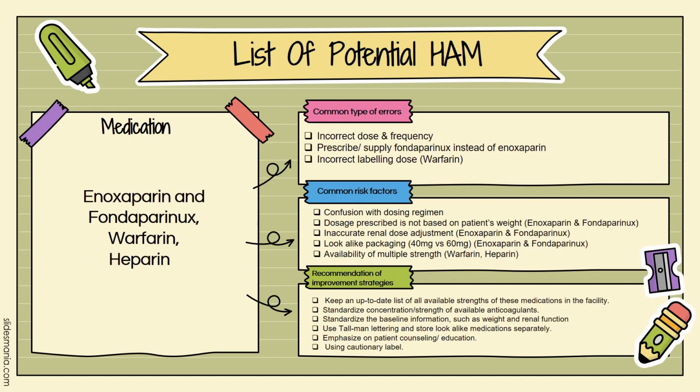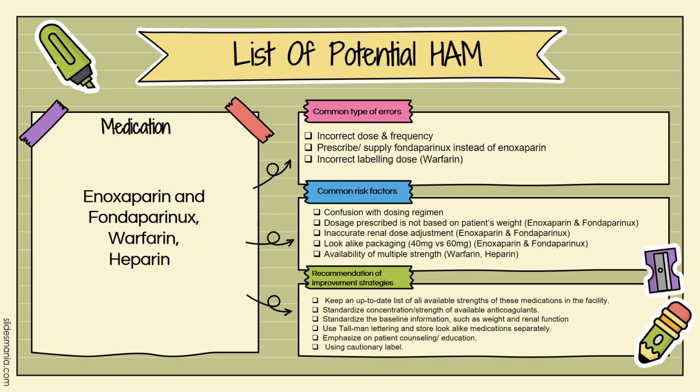The fourth one is enoxaparin, fondaparinux, warfarin, and heparin. The common type of errors are due to incorrect dose and frequency, prescribe or supply fondaparinux instead of enoxaparin, then incorrect labeling of dose, for example like warfarin. The common risk factors are confusion with dosing regimen, dosage prescribed is not based on patient's weight, inaccurate renal dose adjustment, look-alike packaging like 40 mg versus 60 mg, availability of multiple strength such as warfarin or heparin.